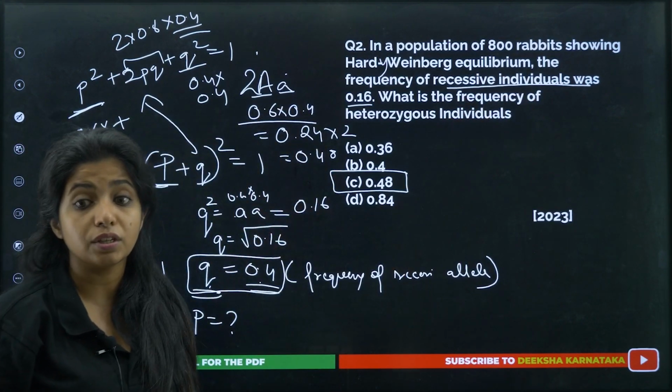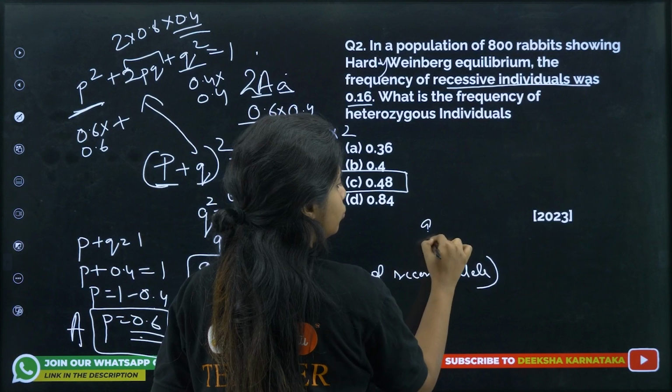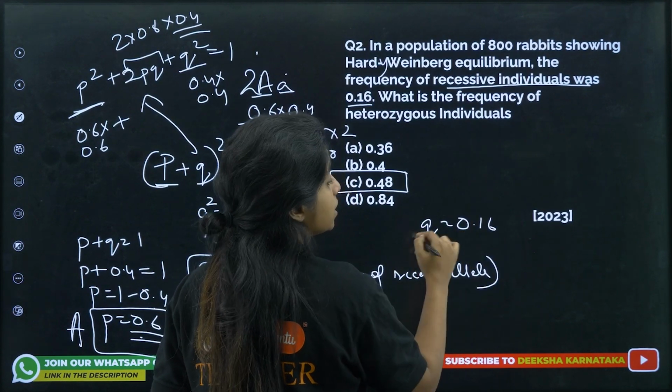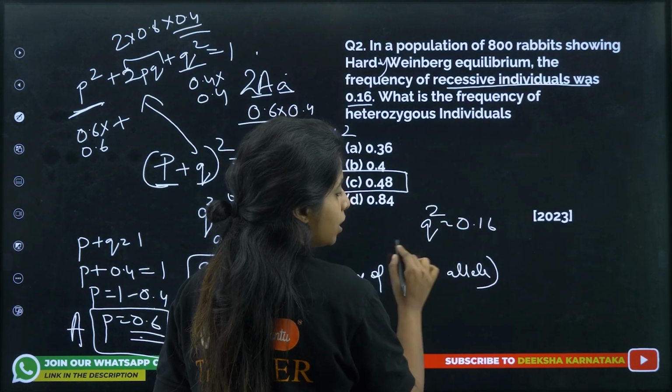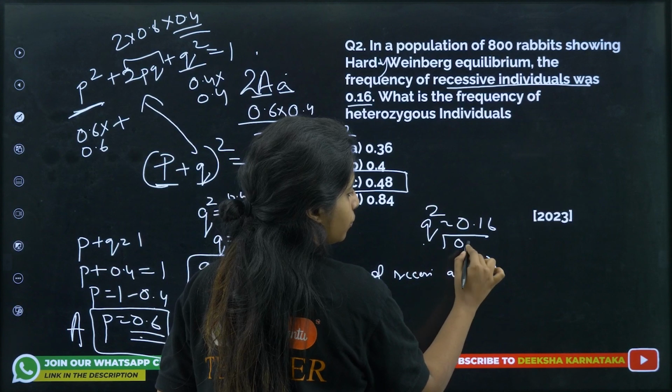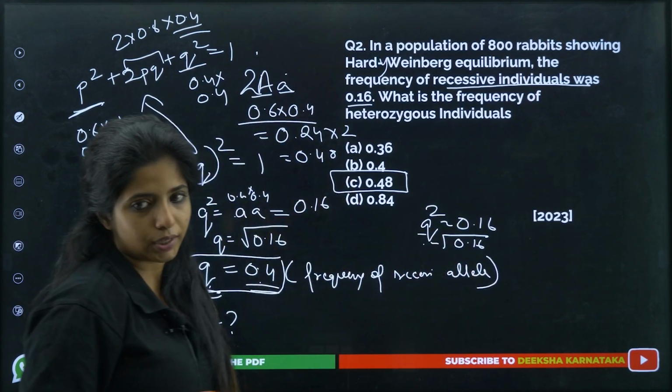If it was mentioned recessive allele, then that means q is equal to 0.16. But recessive individuals means you're talking about this condition. So in that case, you have to take a square root of this. I hope you got it.